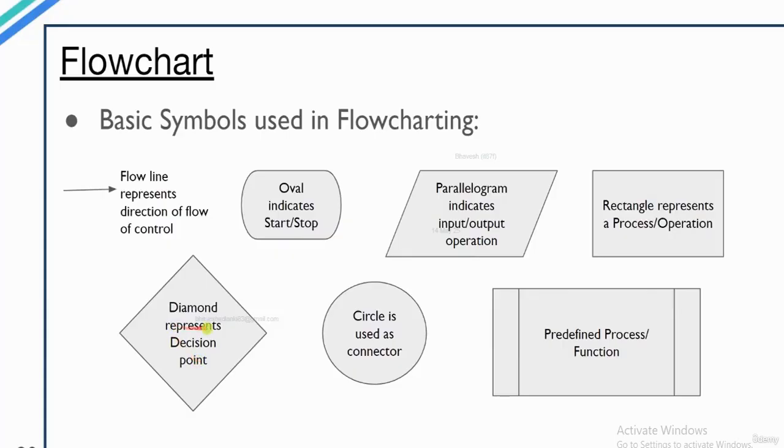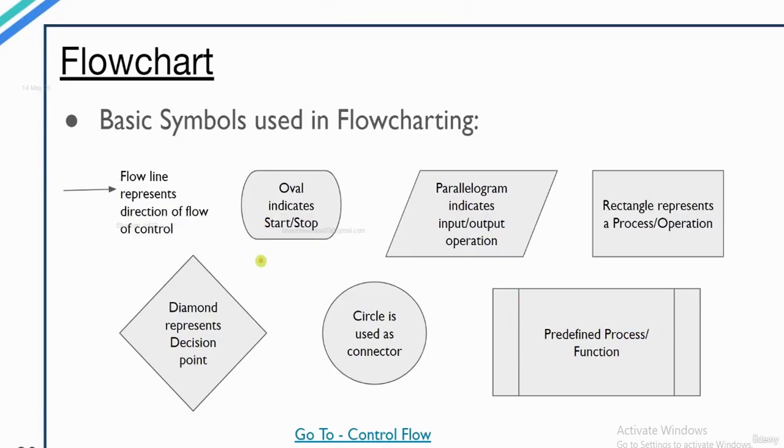A diamond represents a decision point where the code has to make a choice whether it has to run a certain part of the code or not. This is used for branching. A circle is used as a connector. When the flowchart goes really big, sometimes across multiple pages, connectors are used to maintain the connectivity through the flowchart. And finally, this shape, a rectangle with two parallel lines, represents a predefined process or a function. This is what is used to represent the user-defined functions inside a code.